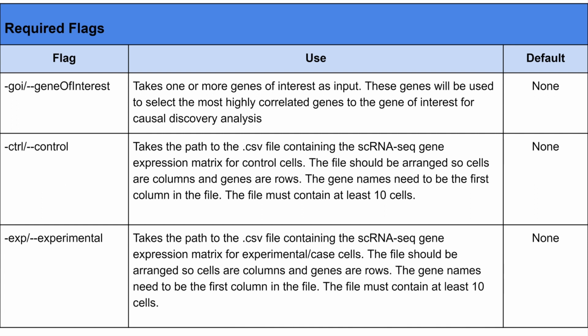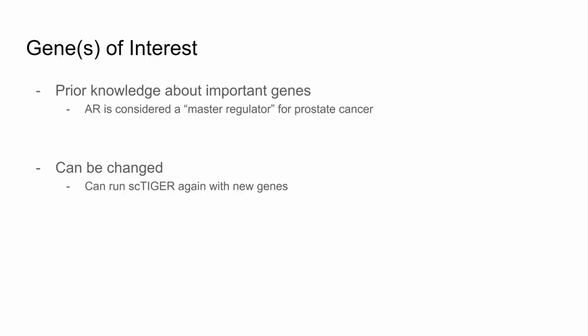We have discussed the two required flags for scTIGER, but we also have a third required flag, which is the gene or genes of interest. These genes of interest come from prior knowledge about important genes for your study. When we were studying prostate cancer, we used AR because it's considered a master regulator for prostate cancer and prostate-related functions. So it's a good choice to seed scTIGER.